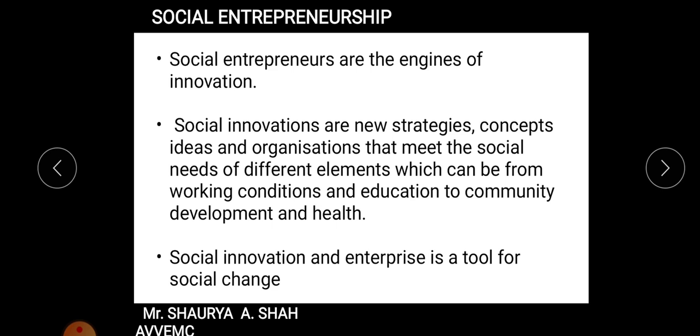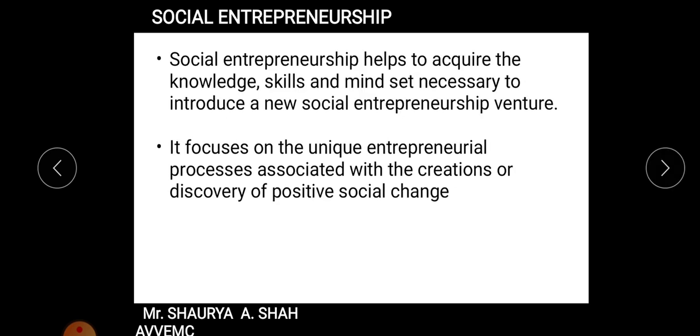Now what is social innovation and enterprise, right? It is basically a tool for your social change, right? So social innovation is one of the processes, or one of the activities, which is done by your social entrepreneur for the betterment of the society, right? We'll see it in detail, students. Social entrepreneurship also helps to acquire the knowledge, skills and mindset necessary to introduce a new social entrepreneurship venture, right? Again, social entrepreneurship helps to acquire such knowledge, such skills and the kind of mindset which are very much essential and vital again to introduce the new social entrepreneurship venture, right? We have already studied how to start a social entrepreneurship or social enterprise.